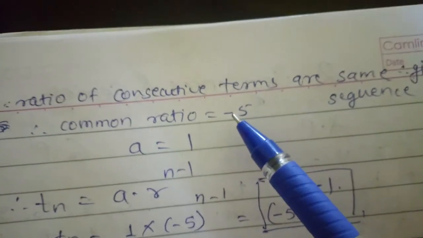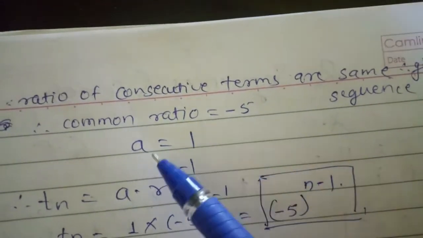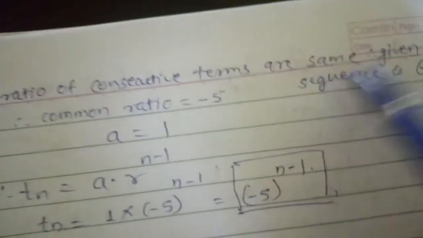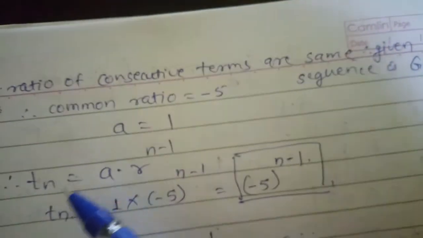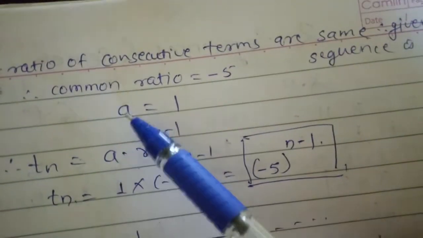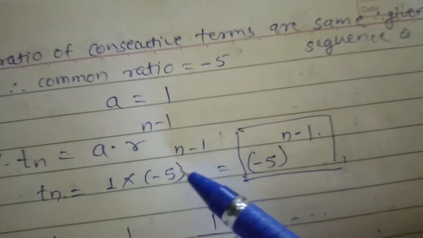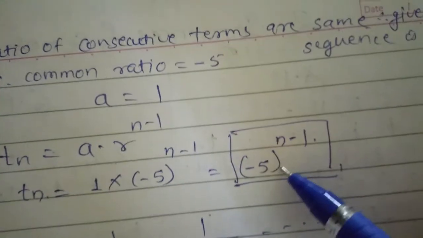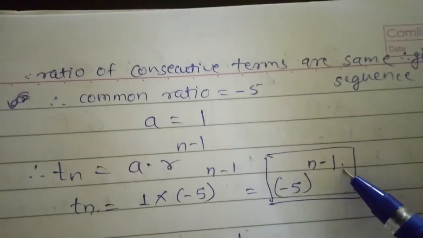Here I already found that the common ratio is minus 5 and the A we are given is 1. A is the first term and since it is a GP we have to find the Tn. So Tn is equal to A into r raised to n minus 1. So Tn is equal to A is 1 and r is minus 5 raised to n minus 1. So the answer for Tn is minus 5 raised to n minus 1.